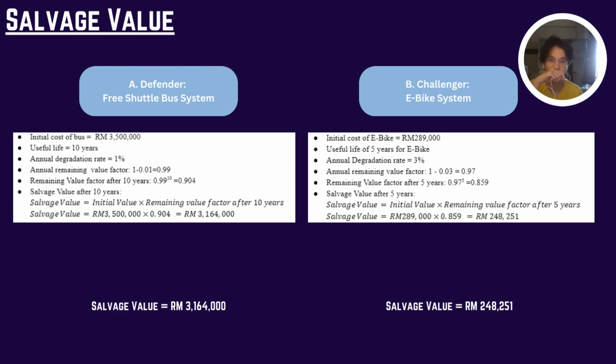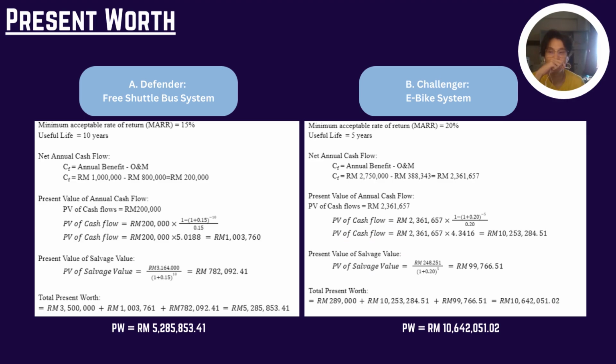For this section, we are going to look into the salvage value. So what is the salvage value? Salvage value is the amount that an asset is estimated to be worth at the end of its useful life. It is also known as scrap value or residual value and is used when determining the annual depreciation expense of an asset. So from the equation, the salvage value equals the initial value times the remaining value factor after 10 years. We get the salvage value for the free shuttle bus system to be 3,164,000, and then for the e-bike system, we get the salvage value to be 248,251.